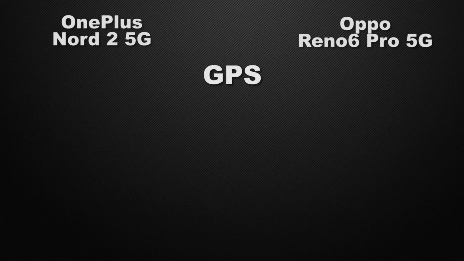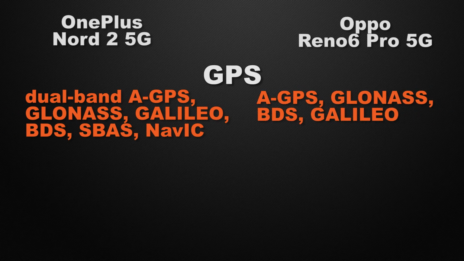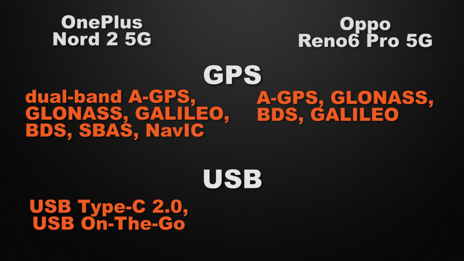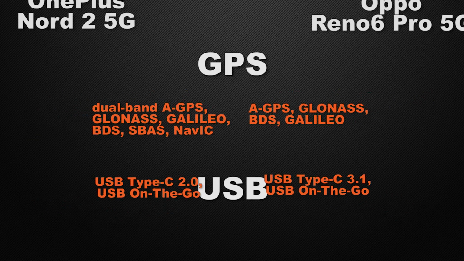Let's talk about the positioning chips in the devices. Nord 2 has dual band AGPS, GLONASS, Galileo, BDS and other chips, whereas Reno 6 Pro has AGPS, GLONASS, Galileo and BDS. So the winner here is Reno 6 Pro because it has many chips. And about the USB connectivity, Nord 2 comes with a 2nd generation Type-C connector with OTG support, whereas Reno 6 Pro has a 3rd generation Type-C connector with OTG support. So without a doubt, the winner here is Reno 6 Pro.